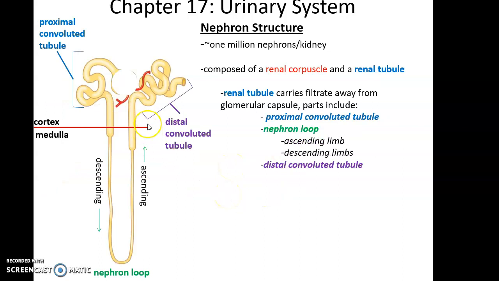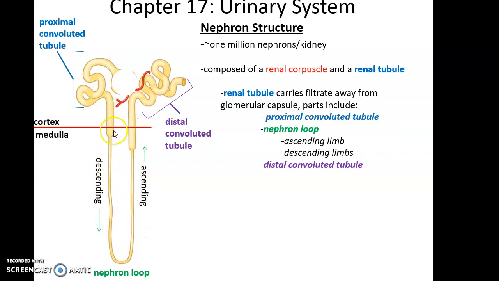So from there we get to the renal tubule, which is broken up into a few parts. Directly after the renal corpuscle is the proximal convoluted tubule. Proximal because it receives the filtrate immediately, coming directly after the renal corpuscle. Convoluted because it's twisted up, and tubule because it is tube-like. That then will carry the filtrate into the medulla, into the nephron loop.